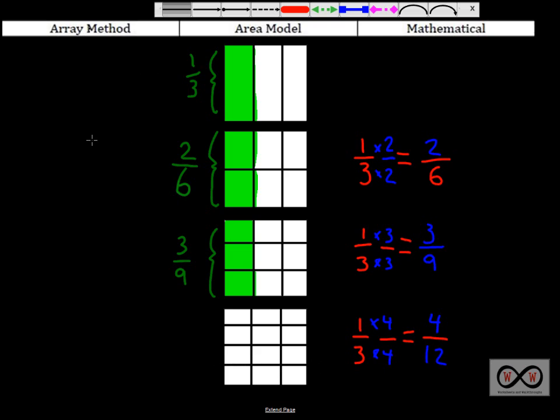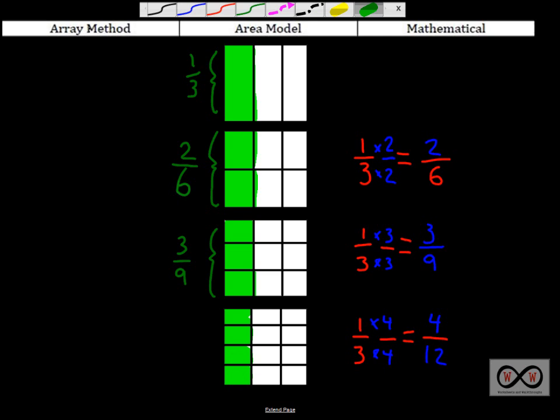So let's see. We've got 1, 2, 3, 4, 5, 6, 7, 8, 9, 10, 11, 12. Yep, 12 equal parts. Pretty much equal, that is. And we're going to shade in 4 out of the 12. Let's go ahead and do that. All right, so we've got 1/12, 2/12, 3/12, and 4/12. Aha!